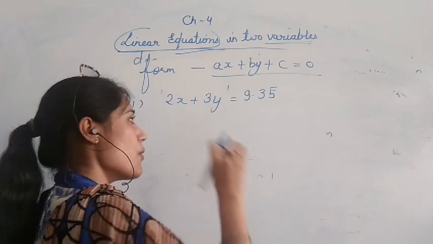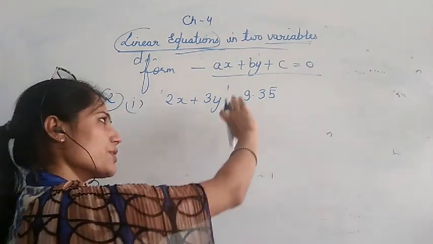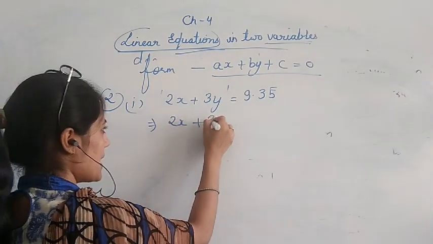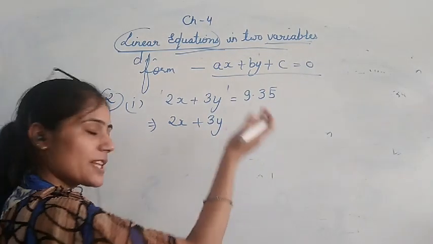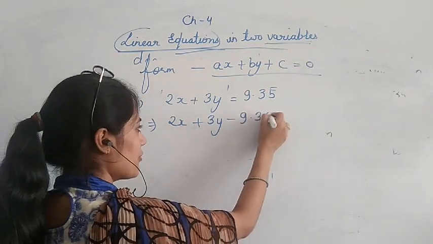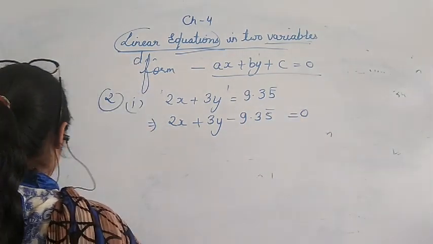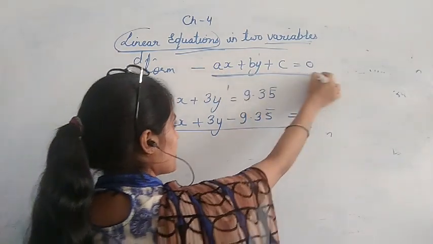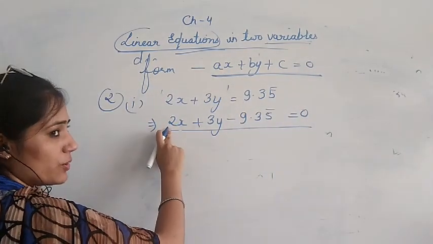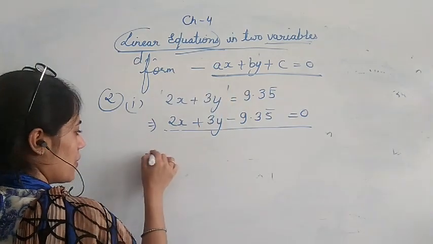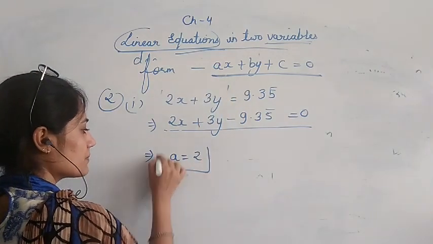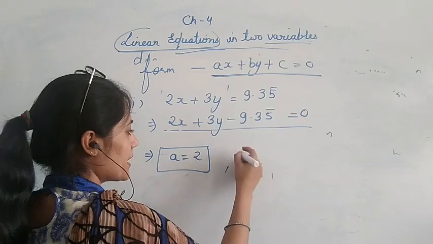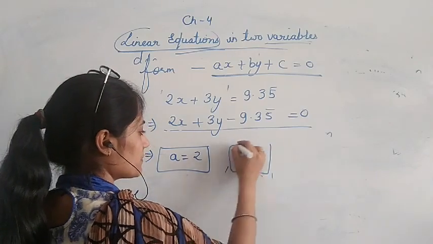Whenever this type of equation will come, first you transpose all the things this side. So 2x as it is, 3y as it is, 9.35 bar will come this side, minus 9.35 bar equal to 0. Now when I am comparing this with the form, what is the x coefficient here? 2. What is the x coefficient in the form? a. So a is 2. What is the y coefficient here? 3. In the form? b. So b is equal to 3.